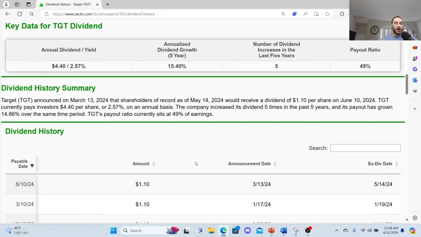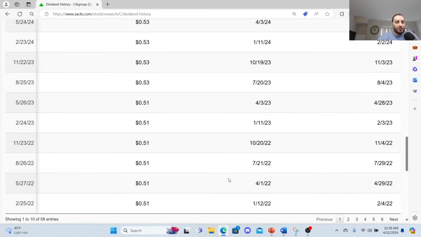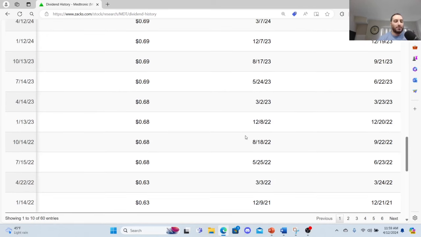I'm going to go back to the Medtronic and the Citigroup just for you guys, just to do a recap real quick and sum up everything. So here's Citigroup's distribution: February, May, August, and November. Now I'm going to jump back to Medtronic. So again, with Medtronic, January, April, July, and October.